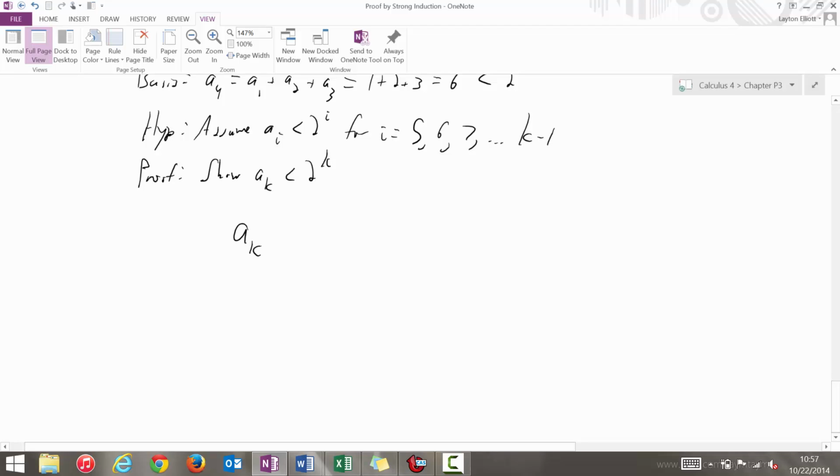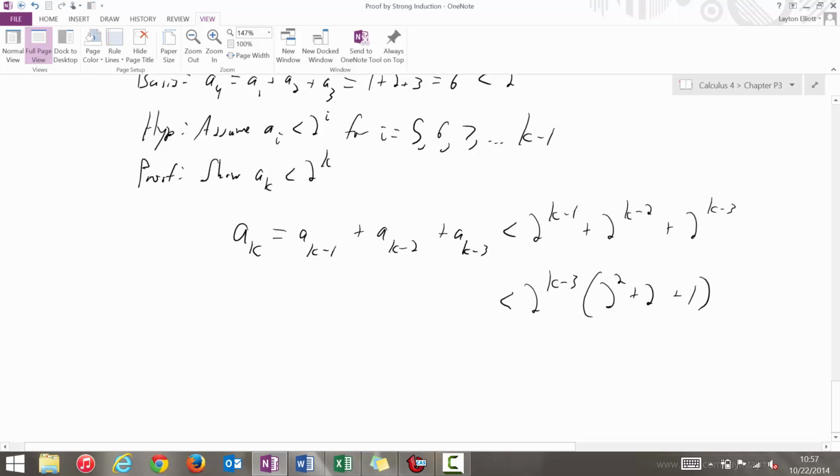So I got A sub k, which is equal to A sub k minus 1 plus A sub k minus 2 plus A sub k minus 3. And I know that each individual one of these is part of that inductive hypothesis. So A sub k minus 1 has to be less than 2 to the k minus 1, and A sub k minus 2 has to be less than 2 to the k minus 2, and A sub k minus 3 has to be less than 2 to the k minus 3. And if I factor a 2 to the k minus 3 out, which is the lowest of the three, I should get 2 squared plus 2 plus 1. Add these up, I get 7 times 2 to the k minus 3.